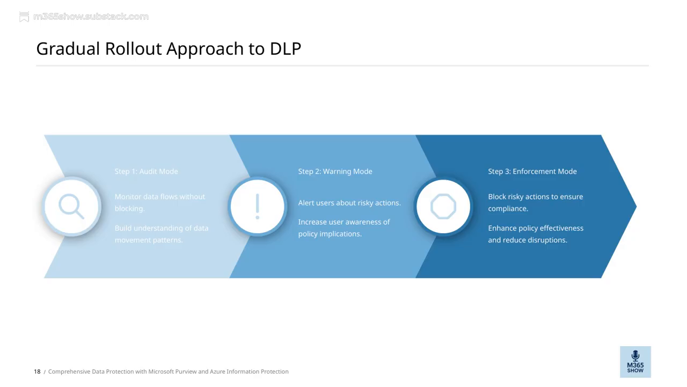By gradually escalating from monitoring to warning, and then to enforcement, we can effectively enhance policy effectiveness while minimizing disruptions. It's all about balancing security with user productivity, ensuring that our data remains protected without impeding daily operations.